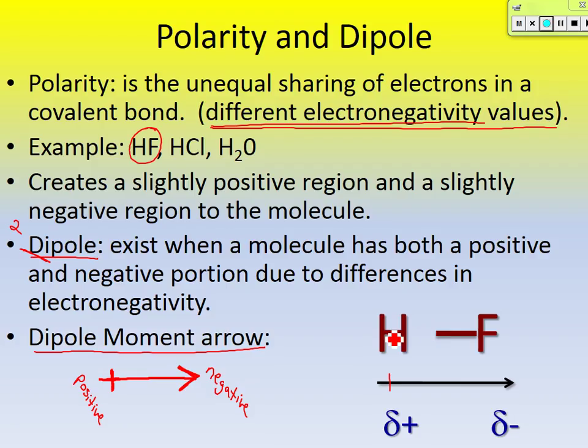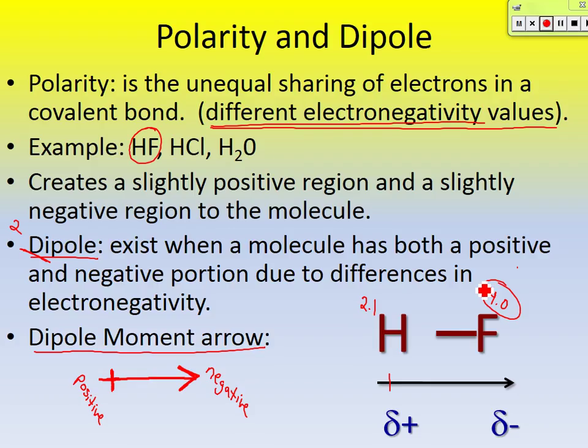I want you guys to tell me the electronegativity value for hydrogen. So grab your periodic table. What is it for hydrogen? 2.1. So let's write that in. What is it for fluorine? 4.0. Now, these 2 electrons in this bond are going to be more close to the hydrogen or fluorine? Fluorine, because it has a higher electronegativity value, right?